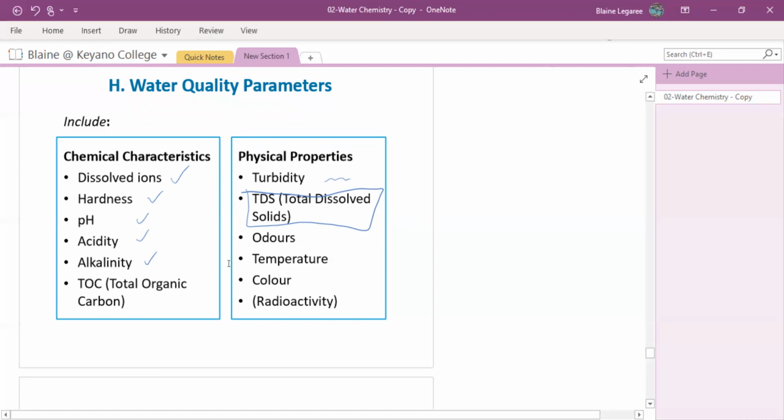I have radioactivity in brackets, by the way, because we don't actually measure it here at our water treatment plants. We don't have any reason to believe our water would be radioactive, but they would measure it if they suspected, let's say, there was a spill or something upstream, and then they would of course measure the radioactivity.